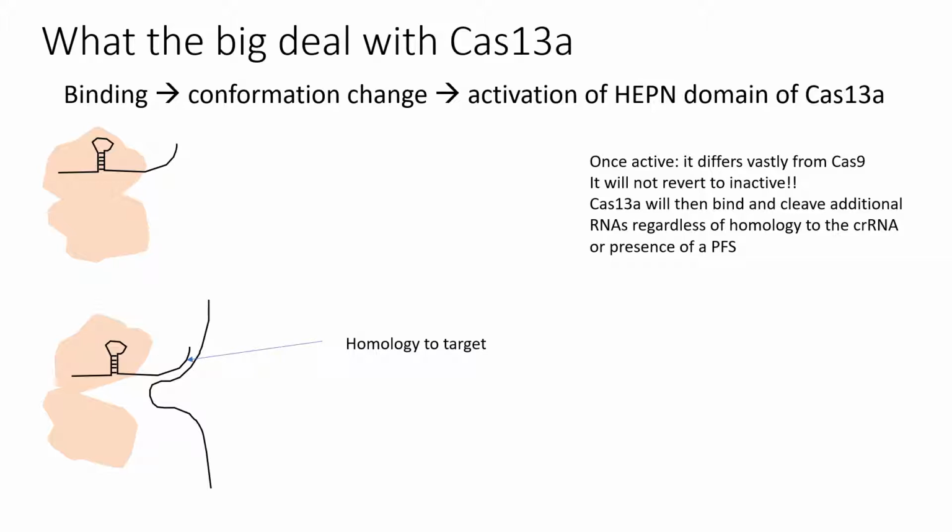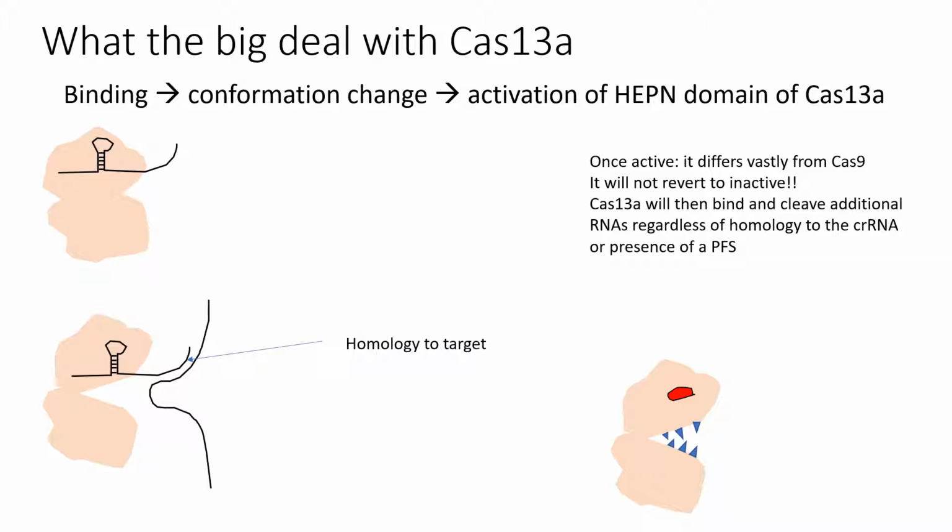So another big difference that Cas13a has when compared to Cas9 is that once it becomes active, it does not revert back to the inactive state. Once it has that homology base pairing and we have a conformational change to activate it, it stays active. And then it just starts cutting all RNA around it. We think that happens probably because it starts to trigger apoptosis in the bacteria. So it's saying, hey, you're infected now. Let's just take you out and prevent this virus from getting anywhere else.